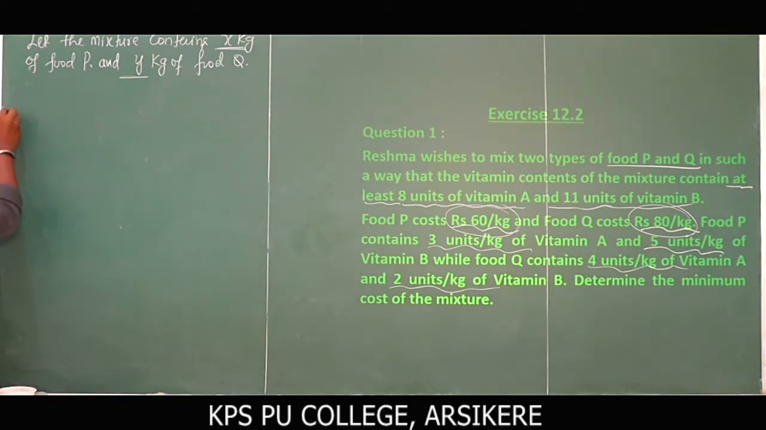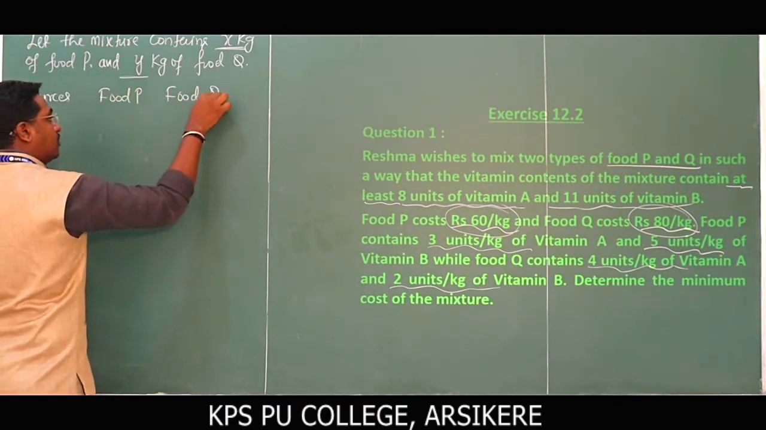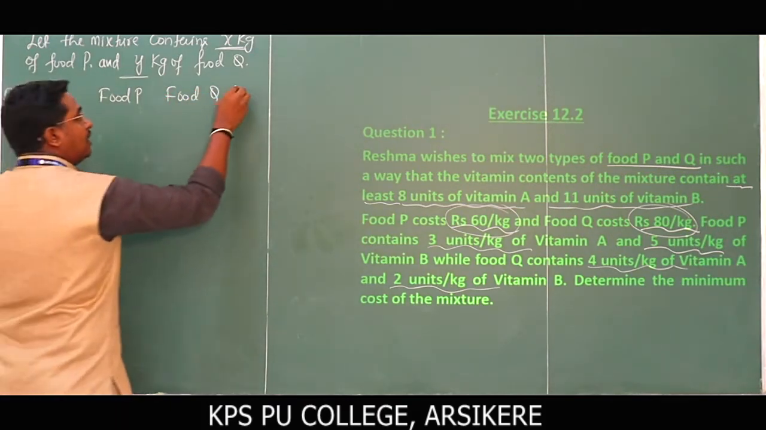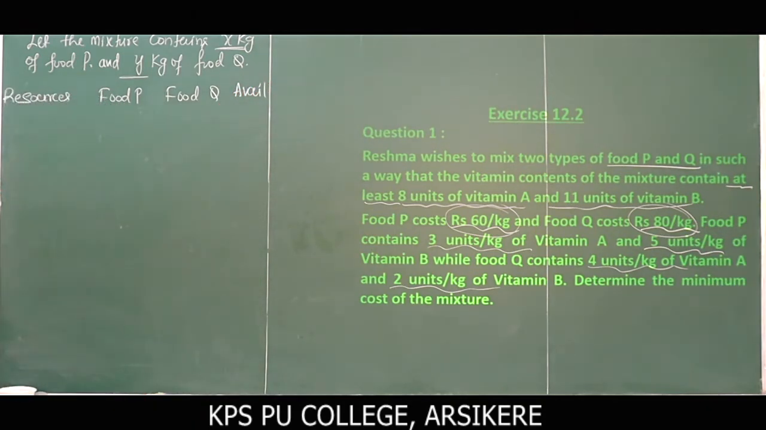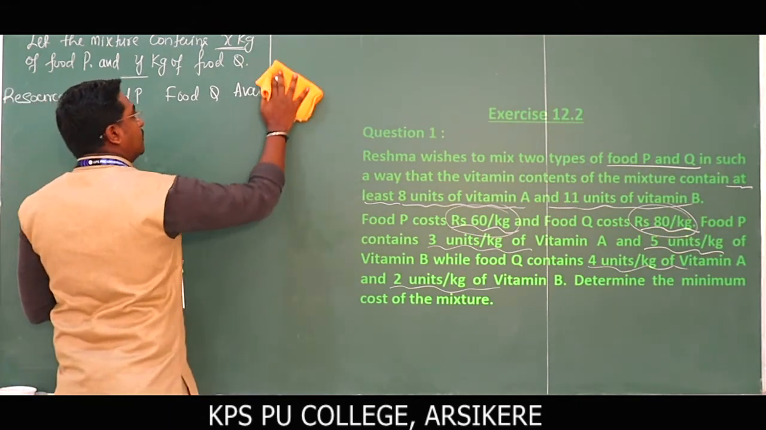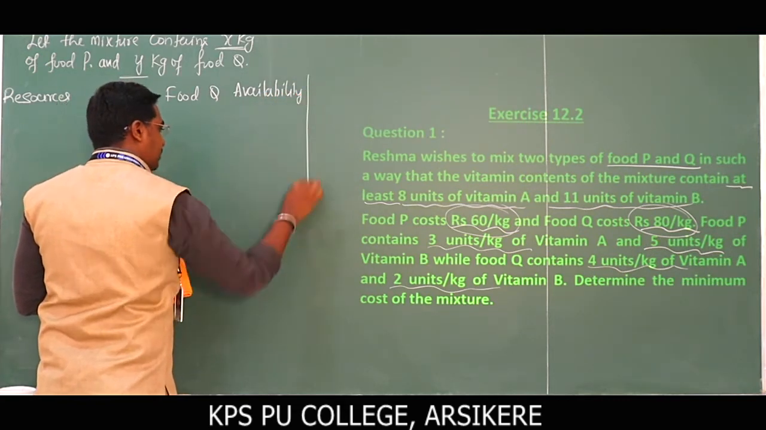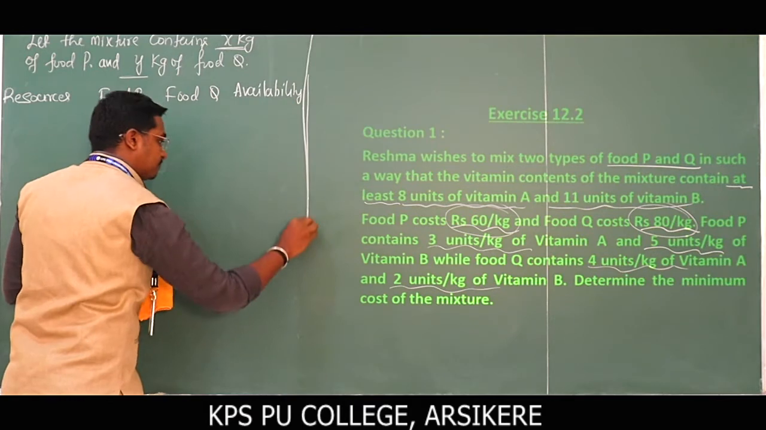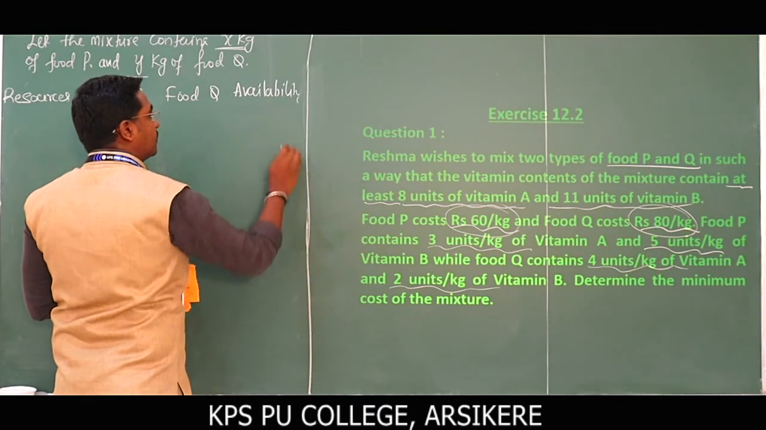First I will draw a table. So what is important here? We have resources. First the resources, then food P, food Q, and write the availability. You can take availability or requirement.